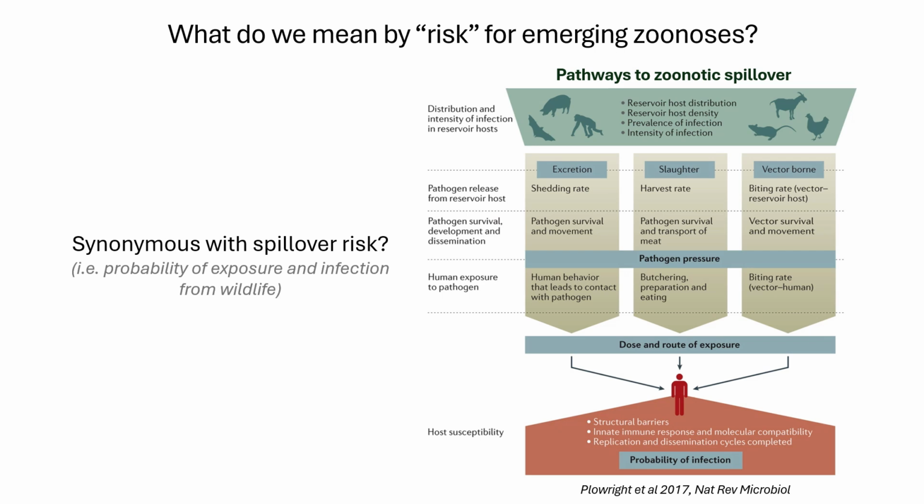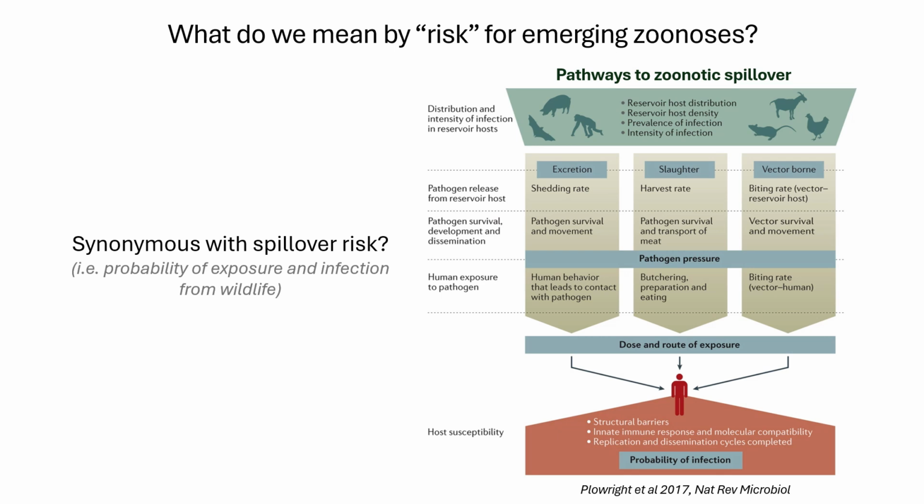So in the figure we can see at the top we have some distribution of reservoir hosts and infection intensity within those hosts. And then there are a series of processes intervening here, these brown arrows, that determine whether those pathogens are excreted from the host, how humans come into contact with those, so the exposure route.